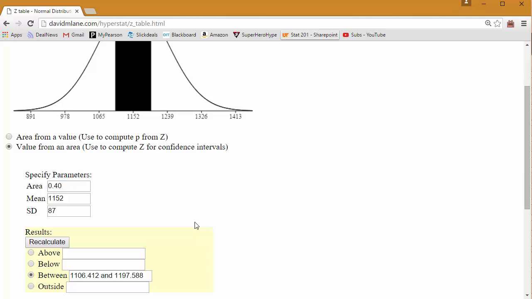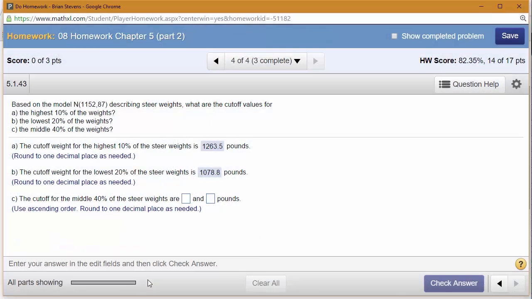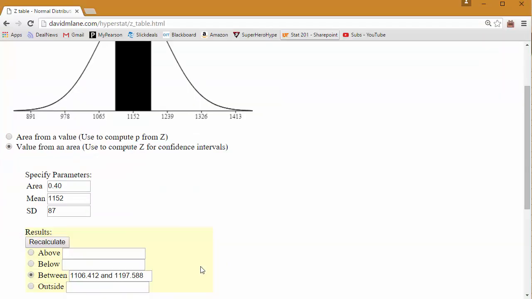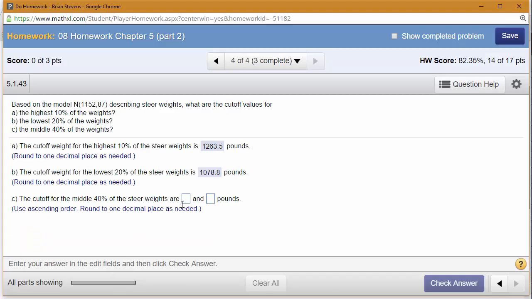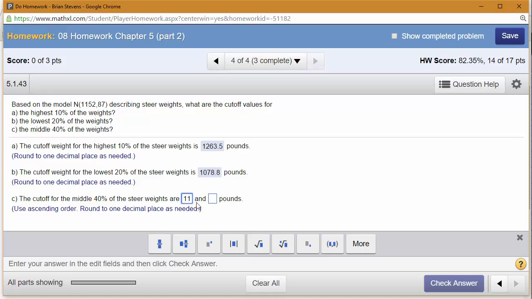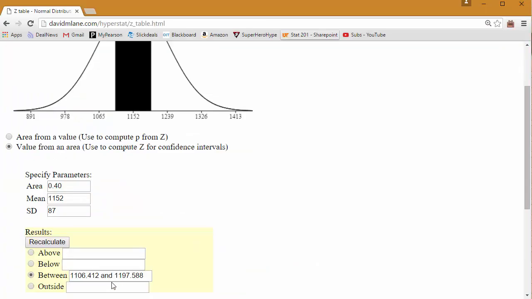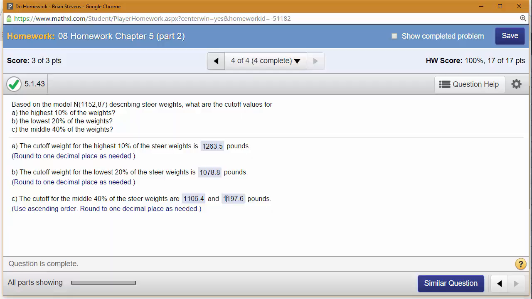And I believe this asks for, no, it's another question that asks for what the IQR is. This wants us to actually input those numbers, blank and blank pounds. So let's see here. And it wants it to one decimal. Always check what it wants. 1106.4. And last but not least, our last answer is 1197.6. And that's got it. Good luck.